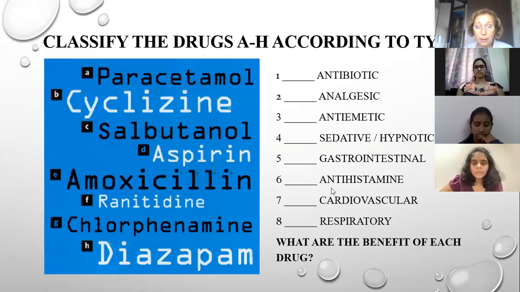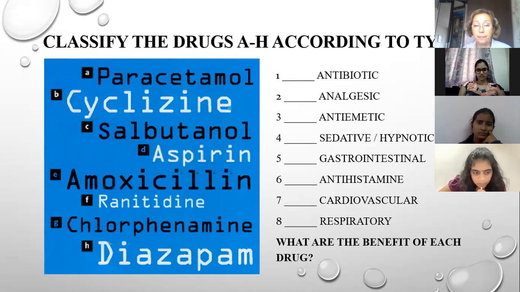Well, antihistamine. Which one is antihistamine? So this very long one. Chlorpheniramine. Yes. Chlorpheniramine. Okay. Then so cardiovascular. Aspirin. Exactly. Aspirin. And respiratory. Salbutamol. You're right, yeah. Salbutamol.